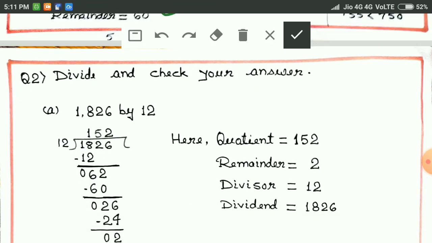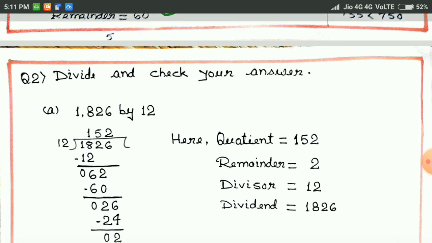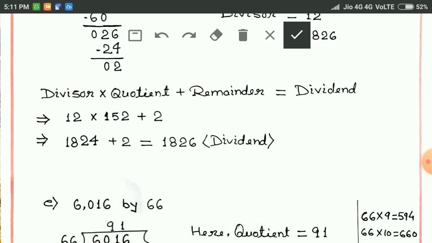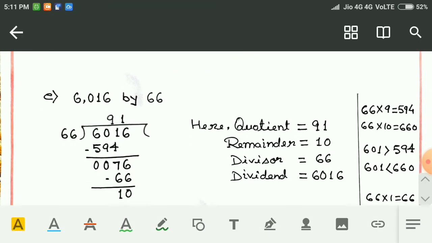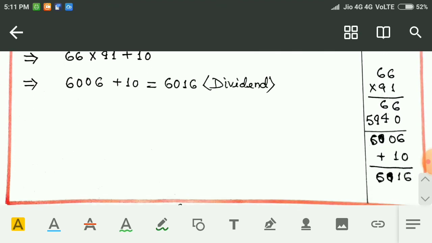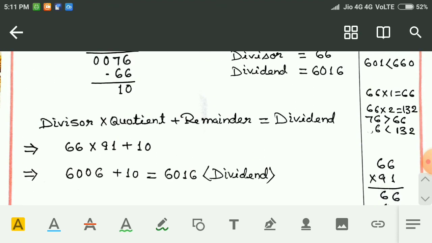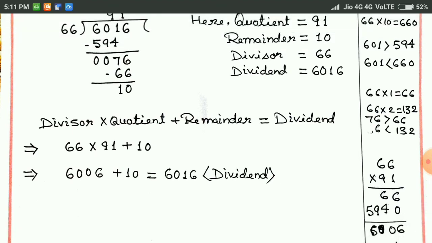Then we divide and check our answer. This number by this we divide first, and then by this method we can check our answer. So children, you will do the given worksheets and you will have to understand the division, and you will have to learn your tables also from 2 to 20 by heart, and you will have to do more and more practice daily. Okay, thank you.